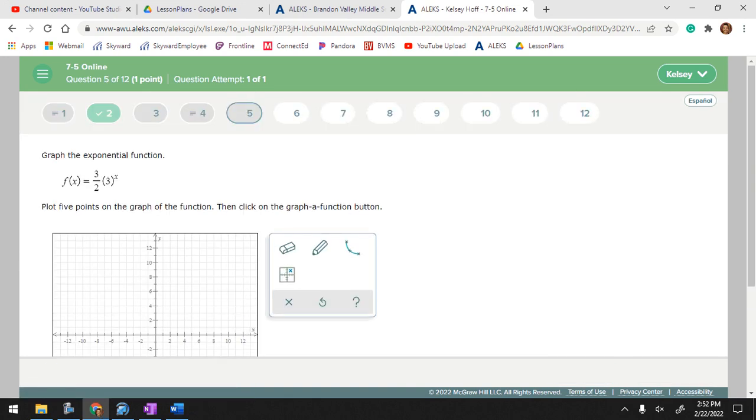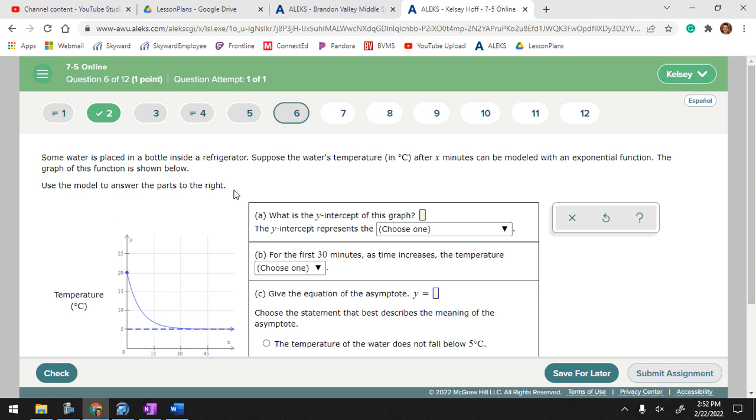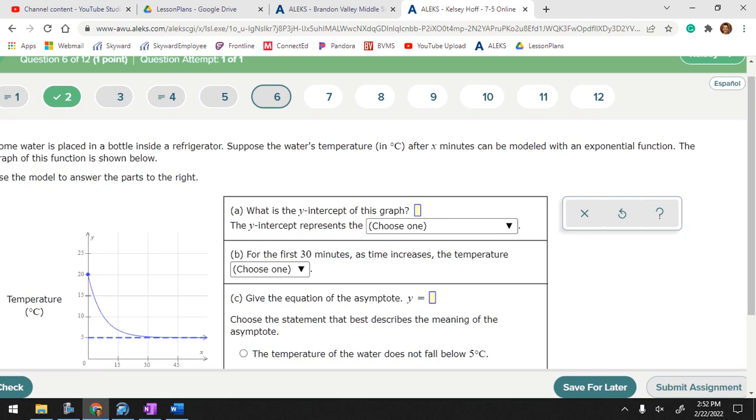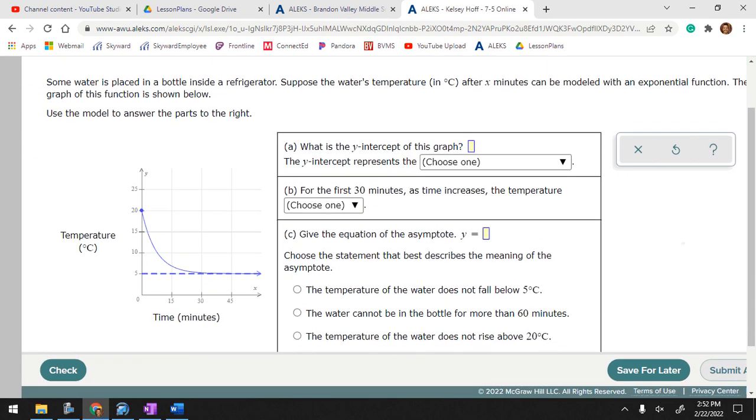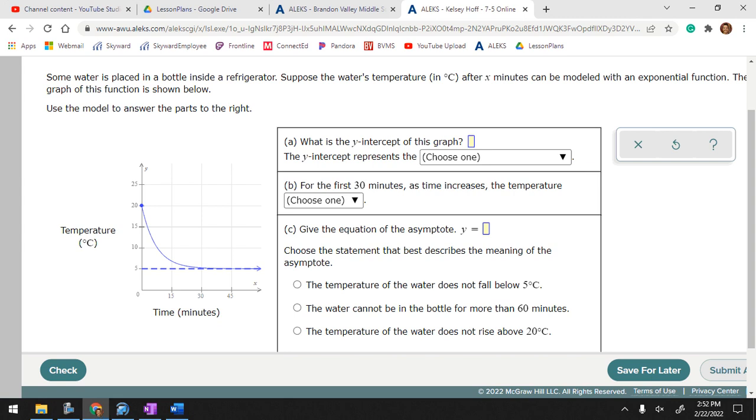There's one more problem on here I want to look at. This right here. This is reading a graph. Water is placed in a bottle inside a refrigerator. The water temperature in Celsius after x minutes is modeled by this function. So 0 minutes all the way up to 45 here. And this is the temperature of the water in the bottle. The graph of the function is shown below. Use the model to answer the parts to the right. What is the y-intercept of the graph?